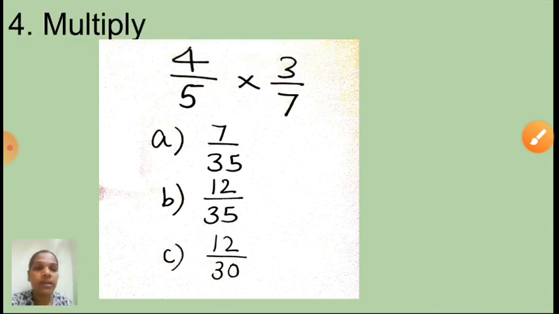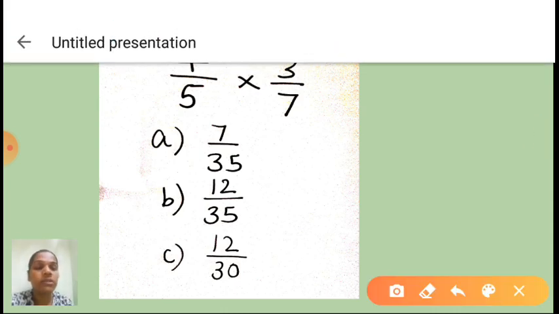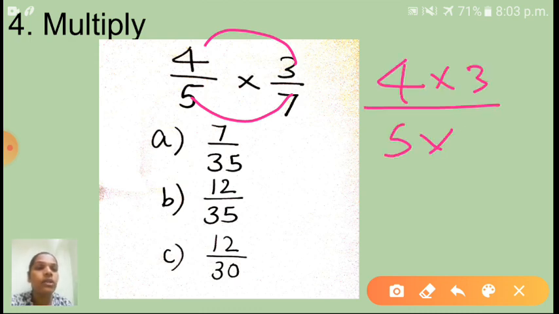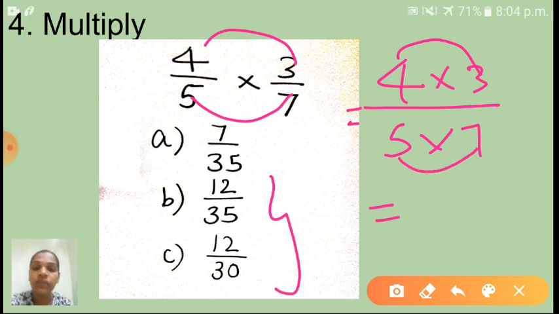Fourth one is multiply. So multiply here what? Fractions 4 upon 5, 3 upon 7. So what I told, multiplication of fractions is so easy. Numerator into numerator upon denominator into denominator. That means 4 into 3 upon 5 into 7 is equal to what will come? Yes, 4 3s are 12. Here, where is 12? In these two options B and C, 12 is there. But in the denominator what will come? 5 7s are 35. So 12 upon 35. So which option is correct here? B option is correct, 12 upon 35.